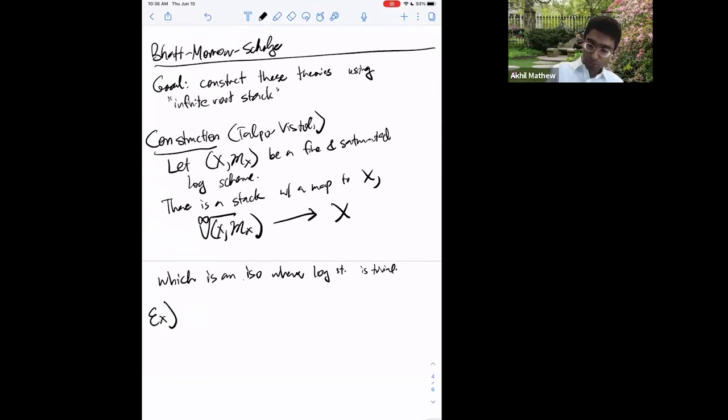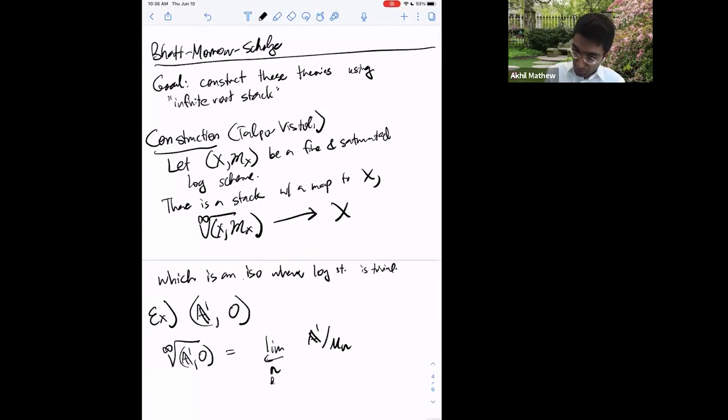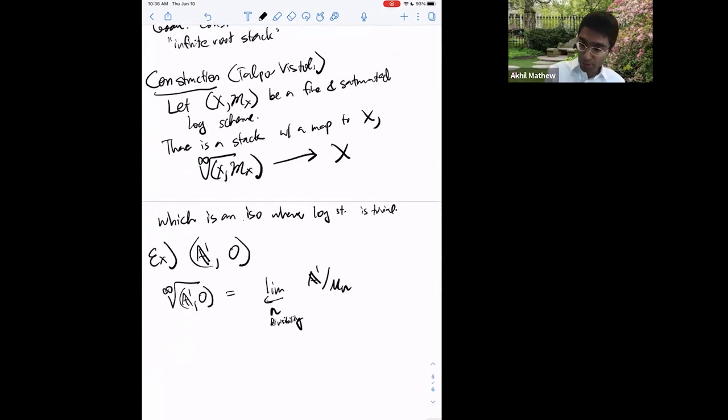So let me give the basic example. If you have A^1 and the log structure is given by the divisor at the origin, then the infinite root stack of (A^1, 0) is the inverse limit over n of the stacks A^1 mod mu_n, the inverse limit of n under divisibility. The transition maps are raising to the appropriate power on A^1 and on mu_n. So we can think of this as Spec of k[x^(1/n)] modulo mu_n at each stage.